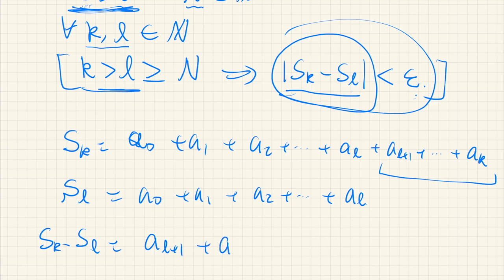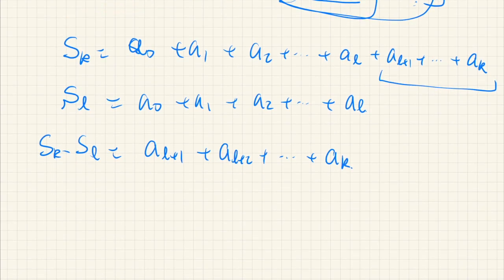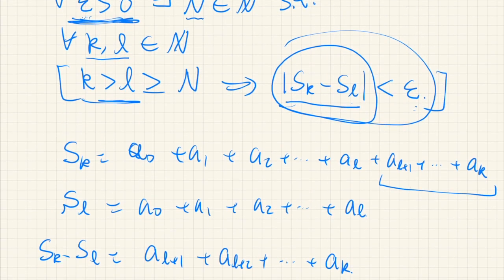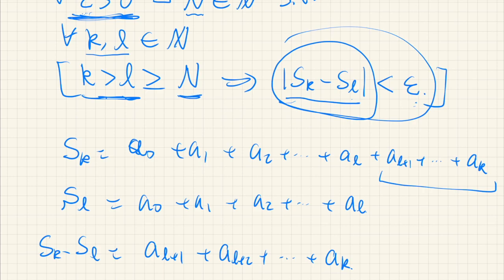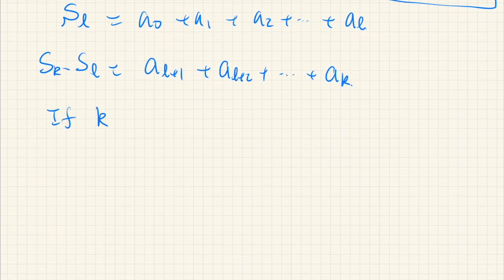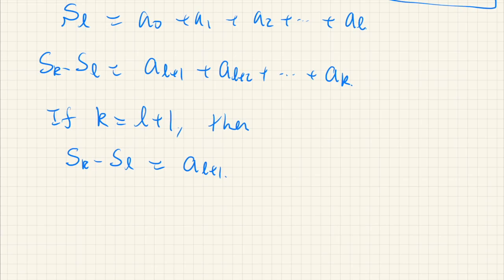Okay, AL plus 2, and so on, up to AK. So let's say K and L can be anything as long as K is greater than L, and L is greater than or equal to some natural number n. So if we set K equal to L plus 1, then Sk minus Sl is just AL plus 1. This is the only term left.